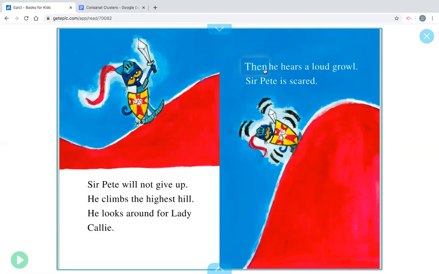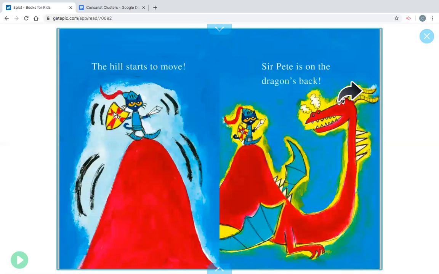Let's move on. Then he hears a loud growl. Sir Pete is scared. Nope, I don't see any consonant clusters that start with a BR or a DR. The hill starts to move. Sir Pete is on the dragon's back.